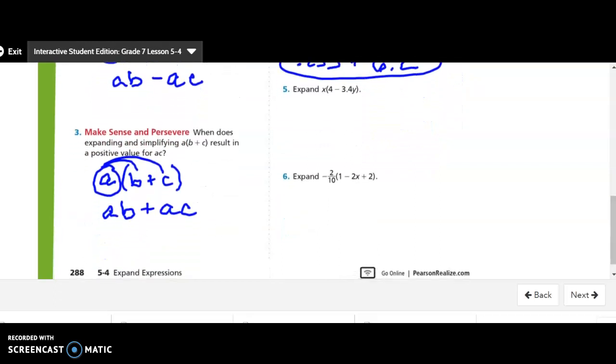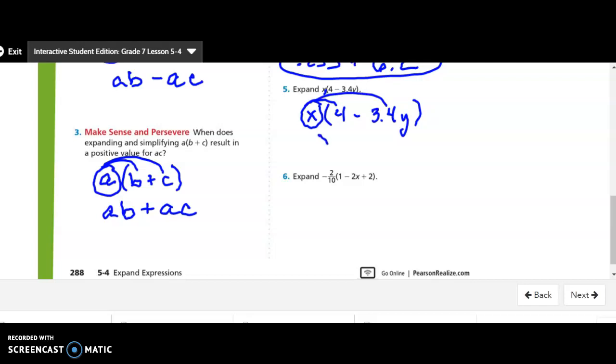All right, let's look at one where the BOM is a letter instead of a number. So in this example number 5 on page 288, X is my BOM. That's kind of small, I'm going to rewrite it bigger: X times (4 minus 3.4y). So my BOM is the X. That's what's going to get multiplied into each piece.